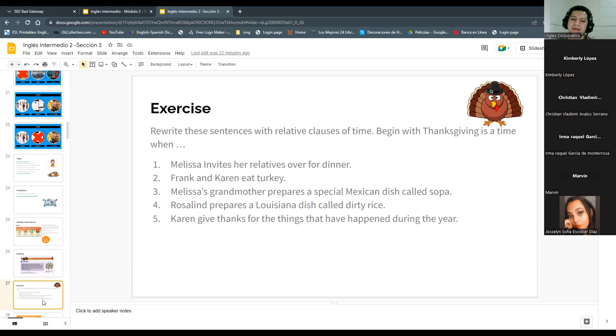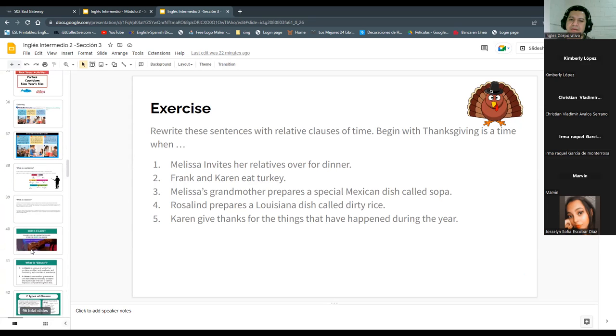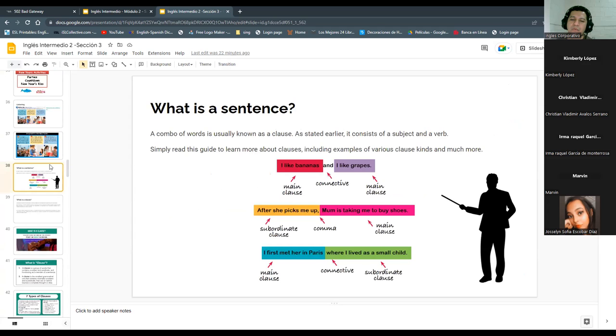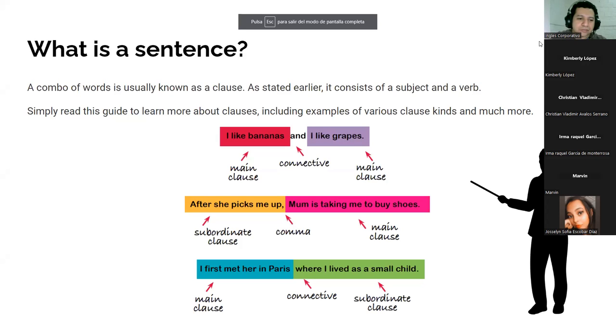Okay, now we're going to check our relative clauses. We write these relative clauses of time, begin with Thanksgiving. Yes, I will explain this, and then we're going to check these exercises later. So, we are going to check right now relative clauses. Vamos a estudiar las relative clauses los últimos 15 minutos y mañana vamos a hacer este tipo de ejercicios porque parece que eso iba después.